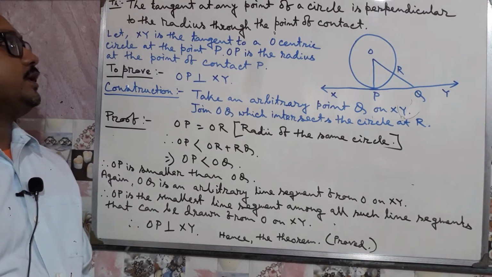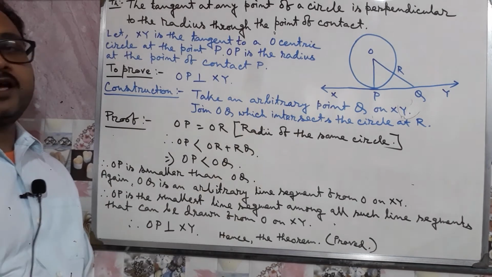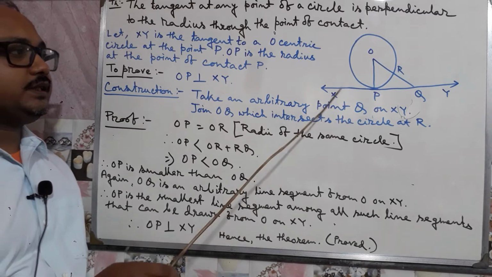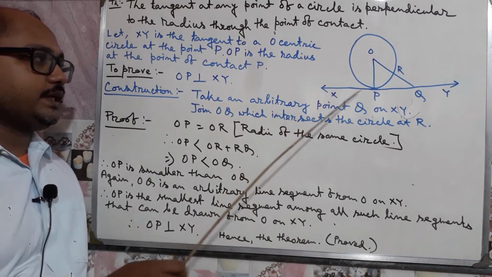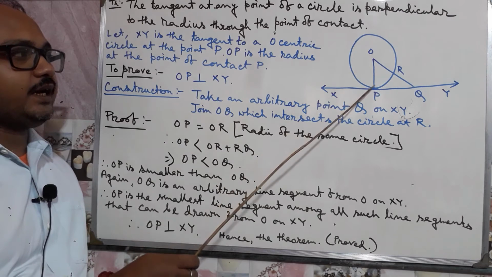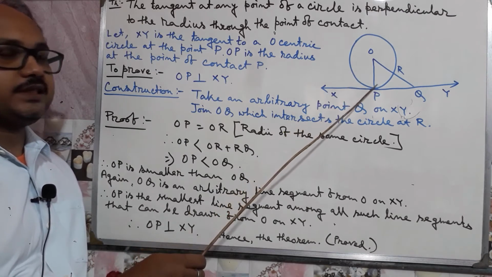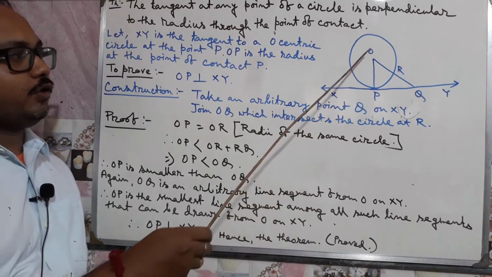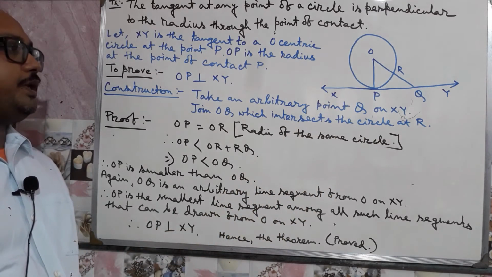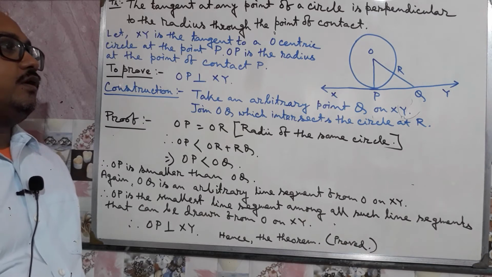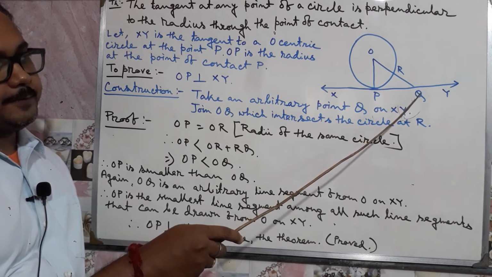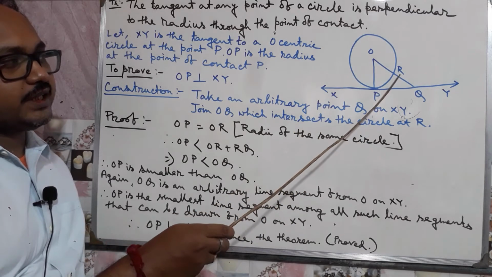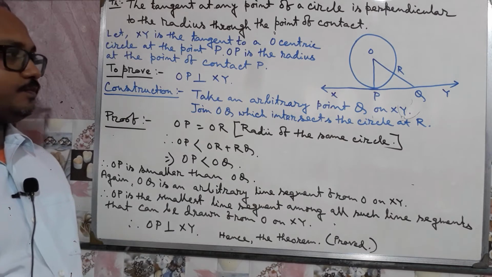Theorem: the tangent at any point of a circle is perpendicular to the radius through the point of contact. Here in this diagram you see XY is the tangent to a circle with center O at the point P, OP is the radius. So, we have to prove that XY is perpendicular to OP. To prove this, we need to take an arbitrary point Q on XY, then join OQ which intersects the circle at the point R.